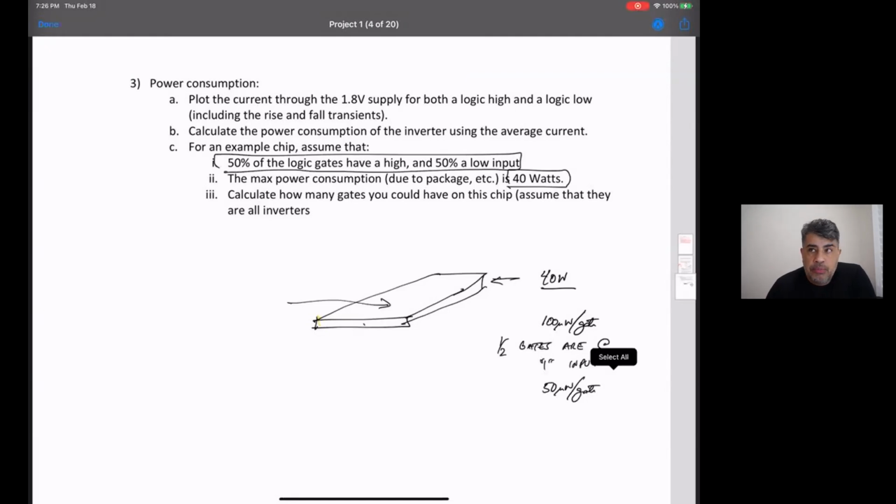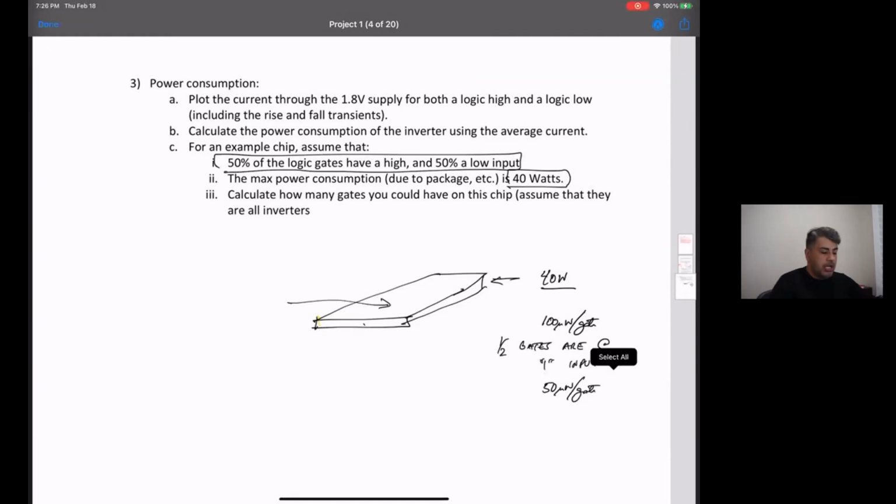And I don't know what number you guys came up with. Anybody come up with any numbers they want to throw out? No? Anybody come up with any numbers? No? You guys haven't gotten this far yet?